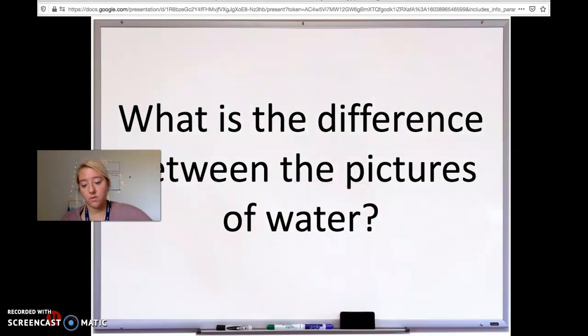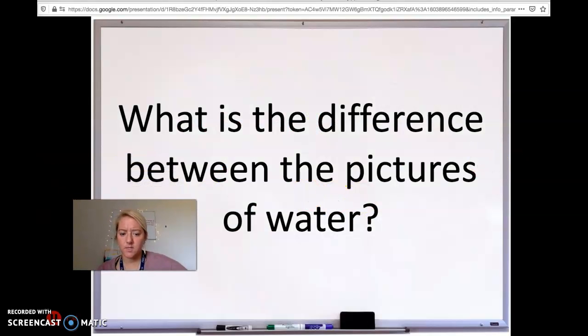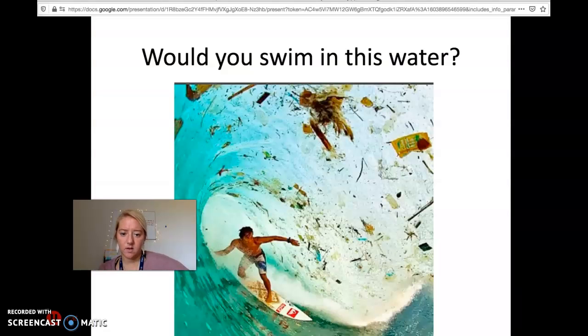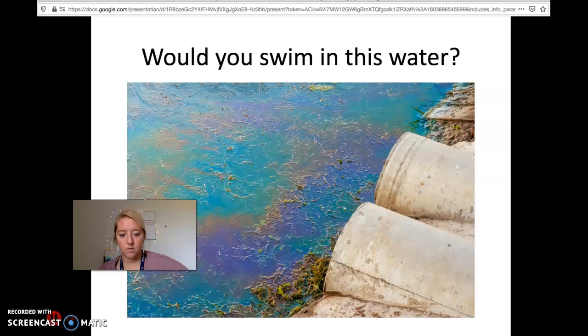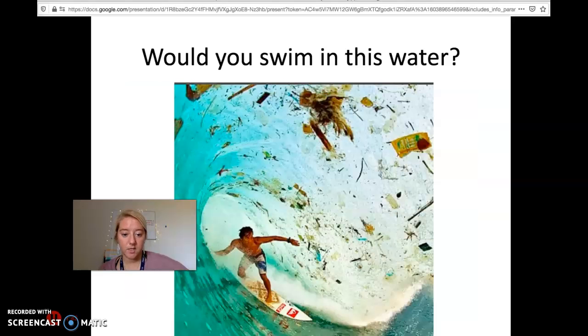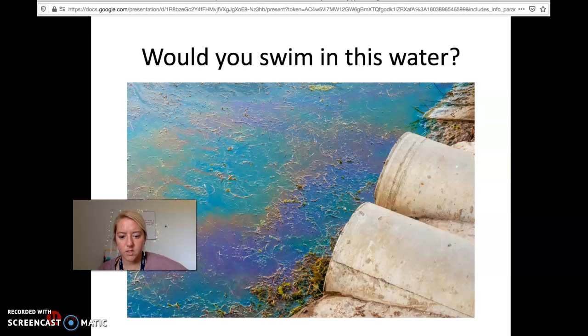Alright. So what's the difference between these pictures? Like, what's the difference between the pictures of water? What's different about here and here and here? What do we see? I see garbage in this water. I see particles of even just organic matter like wood in there. I see a lot of plastic. I see some plants mixed up with the garbage.